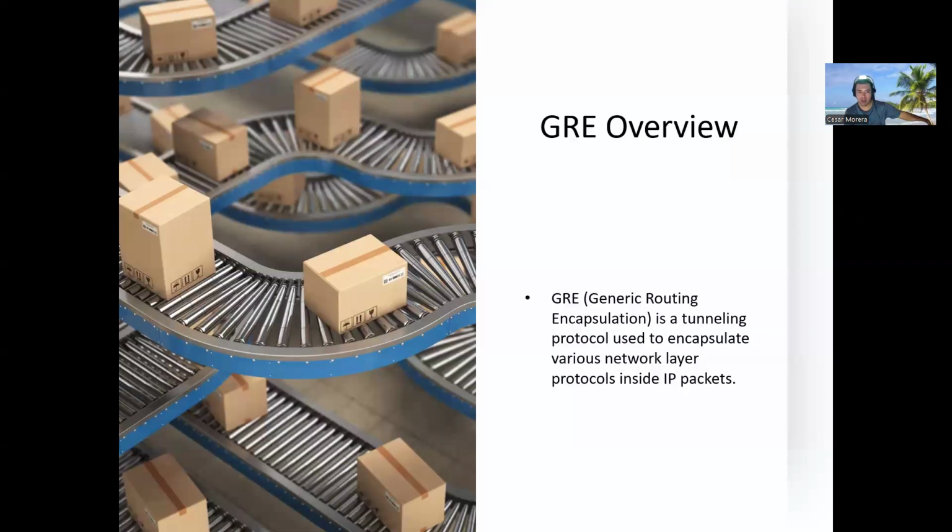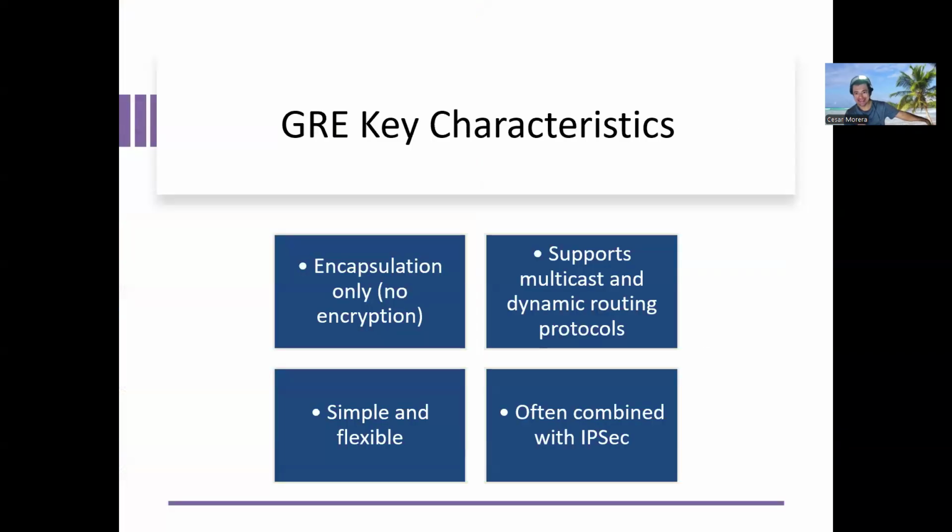What is GRE and how does it work? GRE overview. GRE, Generic Routing Encapsulation, is a tunneling protocol used to encapsulate various network layer protocols inside IP packets. GRE key characteristics: encapsulation only, not encryption. It supports multicast and dynamic routing protocols, is simple and flexible, and is often combined with IPSec.